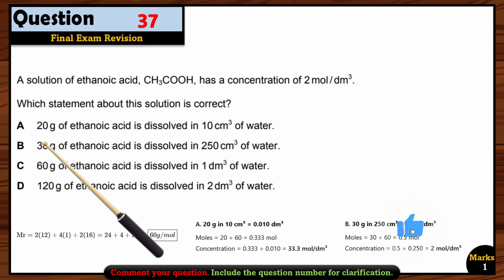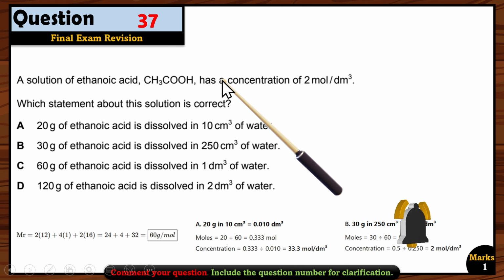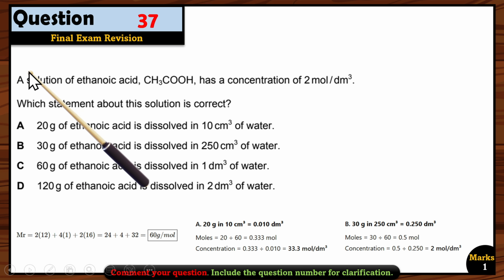Question number 37. A solution of ethanoic acid has a concentration of 2 mole per dm cube. Which statement about this solution is correct? So what you have to do, you have to find the concentration of all these. Now you see 20 gram of ethanoic acid is dissolved in 10 centimeter cube of the water, 30 gram. You just have to find whether the concentration is the same or not. So what are you given with? You are given with 20 gram of ethanoic acid, right?